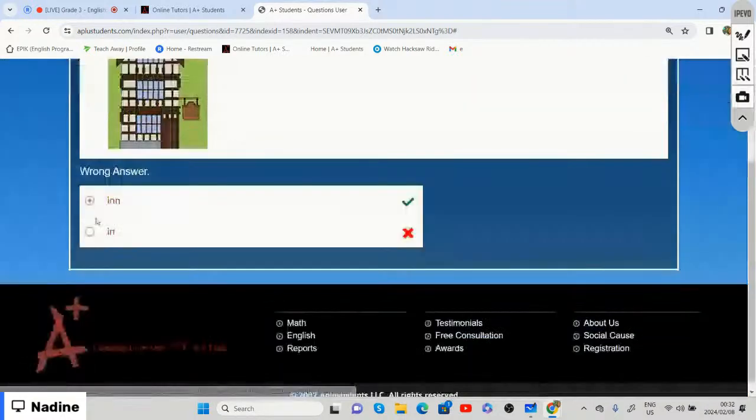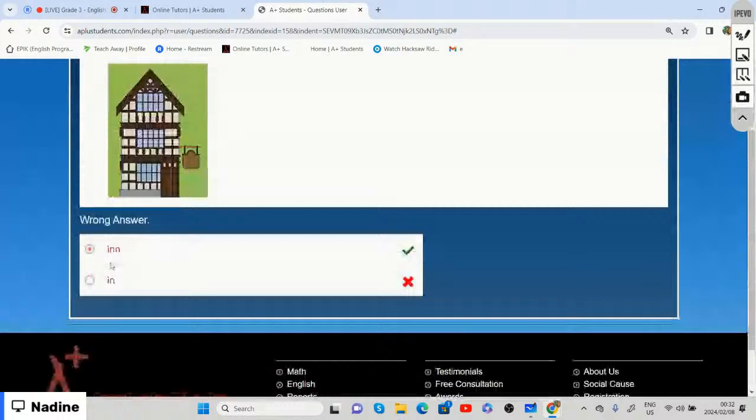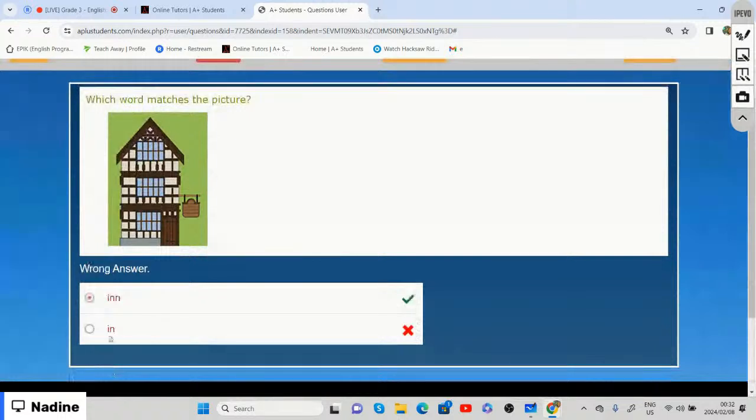So if we look at that word, "in", which is I-N, as you can see, it's incorrect. And the reason why is that the word I-N is like saying you're going in or you're coming out, right? So it's going inside, in.